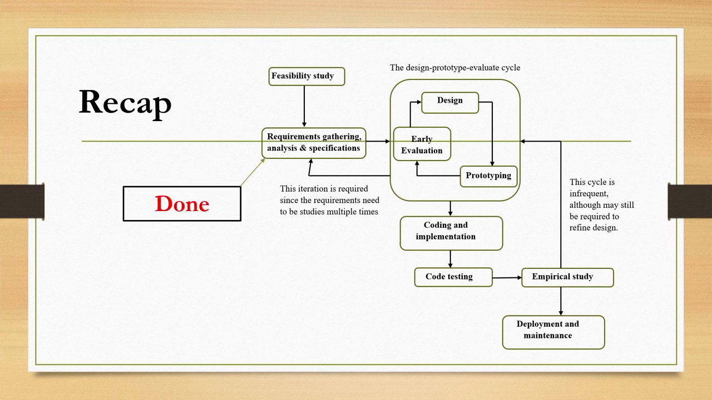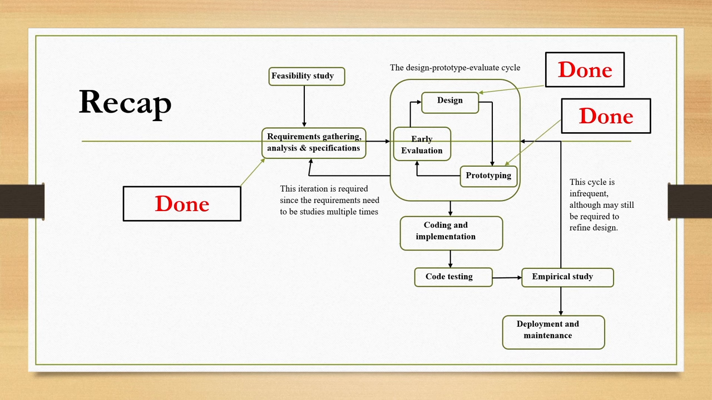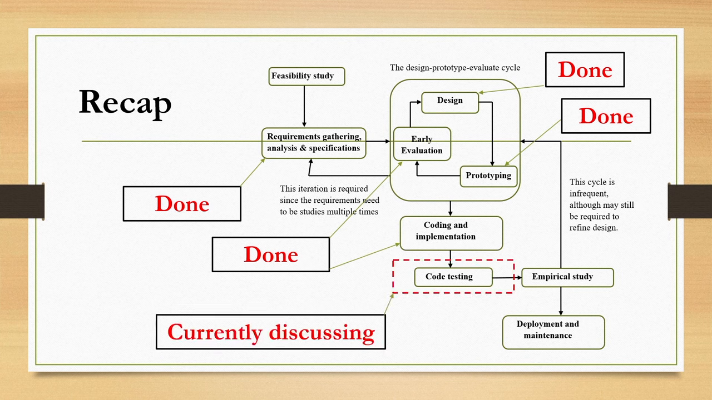So, we have already covered requirement gathering, analysis and specification stage. Then we covered the design, prototype, evaluate cycle and the substages that are part of this cycle, including design, prototyping and evaluation. Now, these three substages are primarily meant for interface design. Also, we have discussed code design. Then we discussed the coding and implementation stage, where we learned about good coding practices and what we should do and what we should avoid while converting our system design into executable code. Currently, we are discussing the testing stage, which is located here.